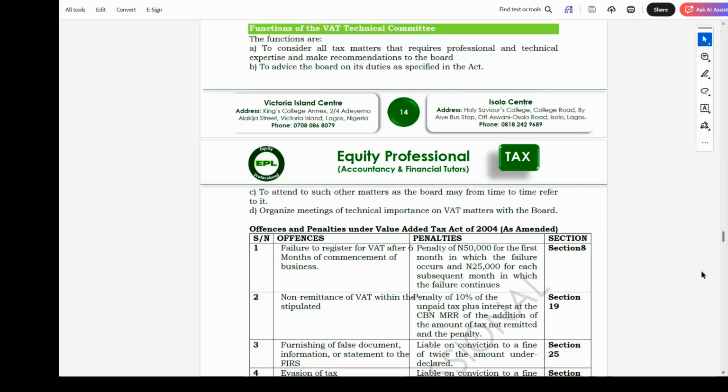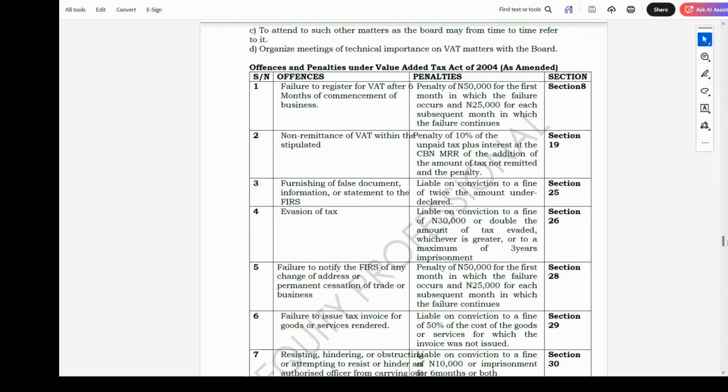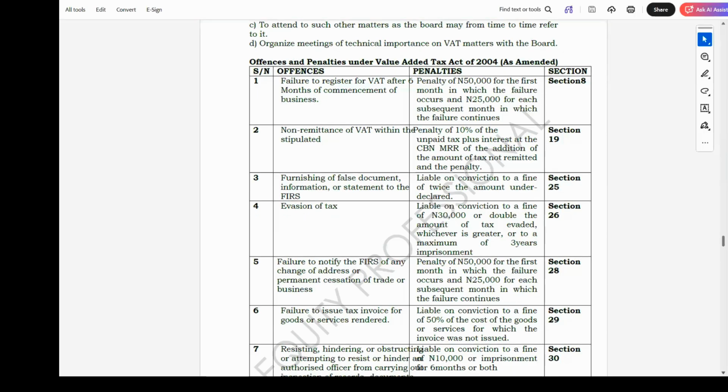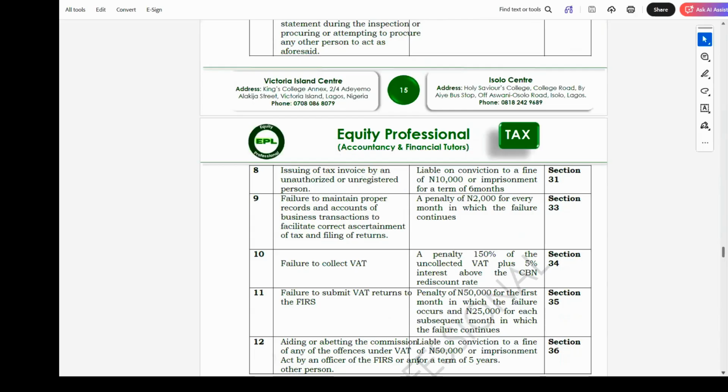Then you also have some other offenses that are very important. Non-remittance: when you have deducted VAT and fail to remit, you are liable to a penalty of 10% of the unpaid tax plus interest at the prevailing CBN monetary policy rate. I told you earlier that when you cease operation, you are expected to notify FIRS within 90 days of cessation of business. Failure to notify them that you have ceased operation is also an offense, liable to a penalty of 50,000 naira for the first month in which the failure occurs, and 25,000 naira for each subsequent month in which the failure continues. Those are some of the penalties and offenses available under the Act.